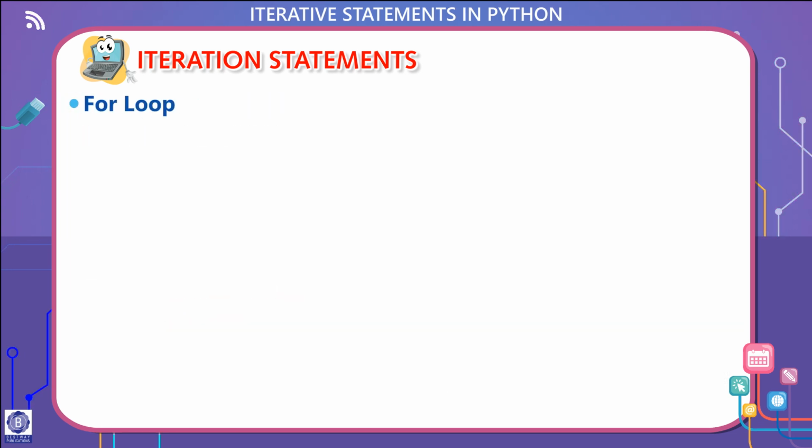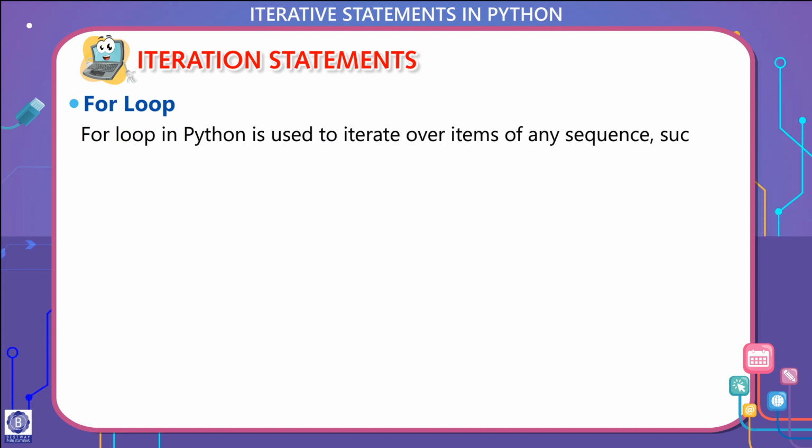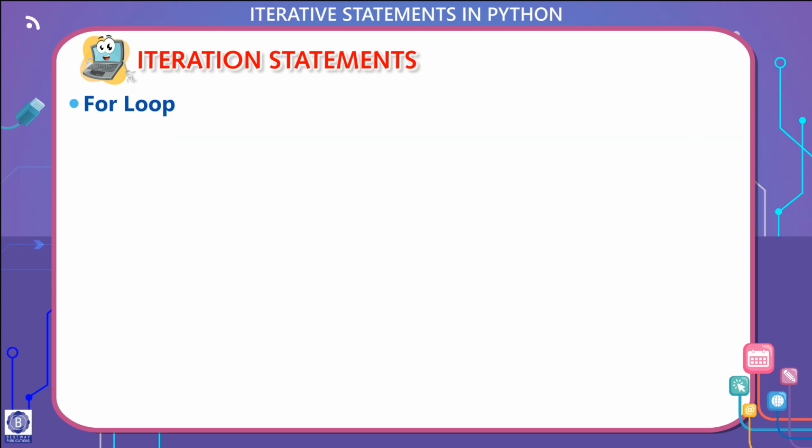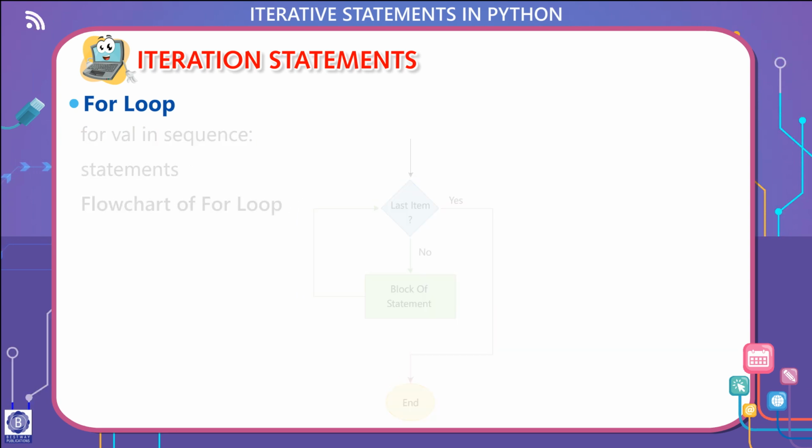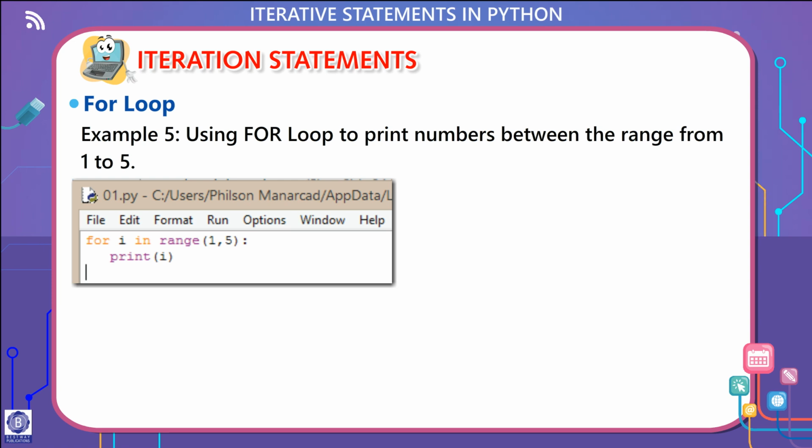Output. For loop. For loop in Python is used to iterate over items of any sequence, such as a list or a string. For loop syntax: for val in sequence, statements. Flowchart of for loop. Example 5. Using for loop to print numbers between the range from 1 to 5.